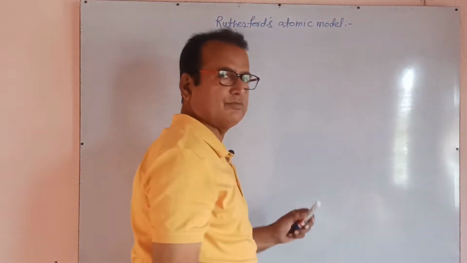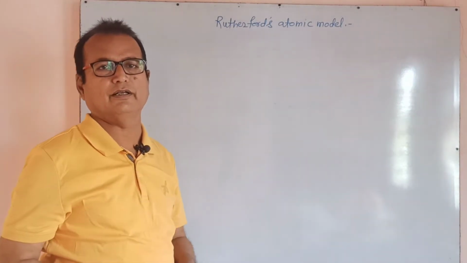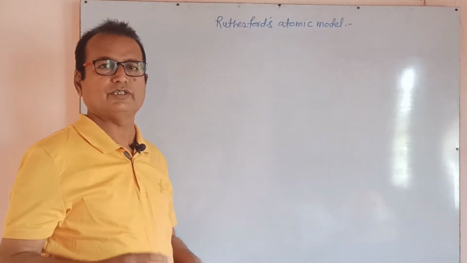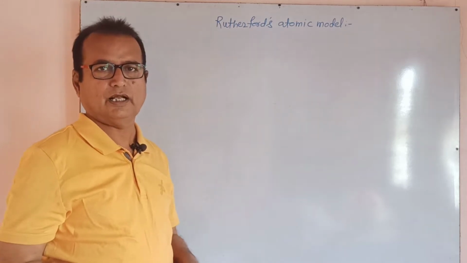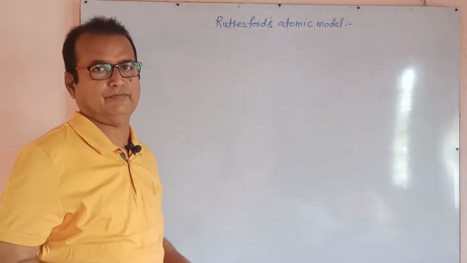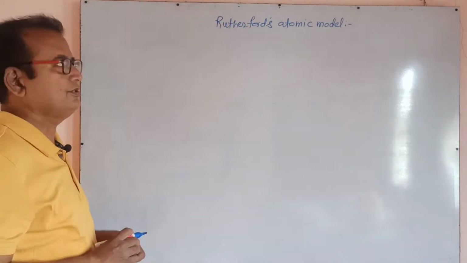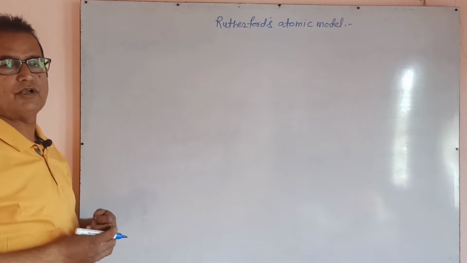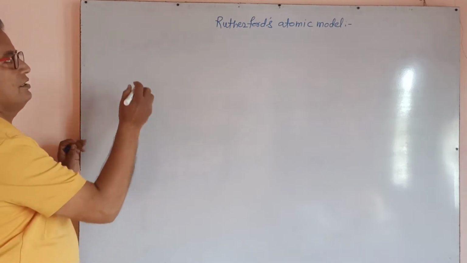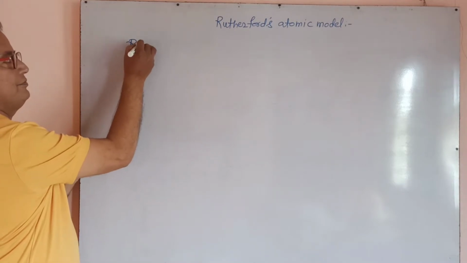After the failure of Thomson's model, Rutherford gave a different atomic model, which goes nearer to explaining the atom. The first part of this atomic model is an experiment, the scattering experiment, Rutherford's scattering experiment.